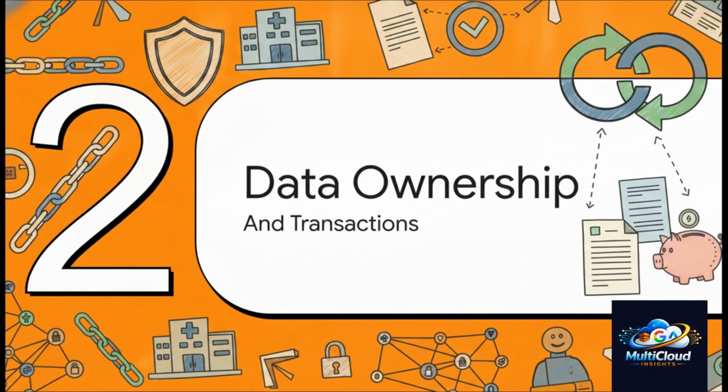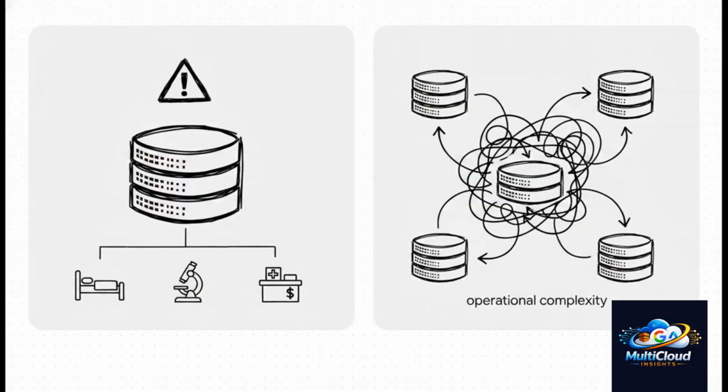Moving right along to Section 2, Ownership and Transactions. Once we know what the data is, we have to ask one of the most critical architectural questions in enterprise design. Who actually owns this data? We really have to weigh our options here carefully. On one hand, we've got a shared database architecture. This gives us great operational simplicity, but it creates strong coupling, which means if the database goes down, the whole operation goes down.